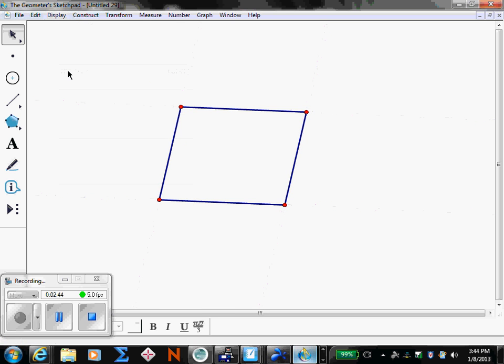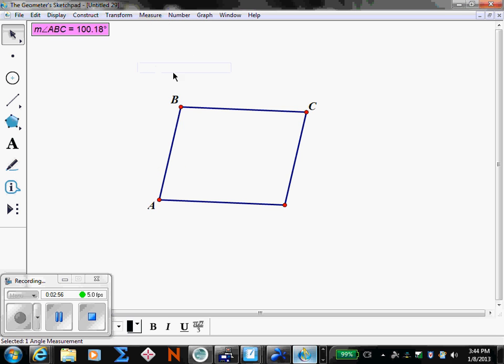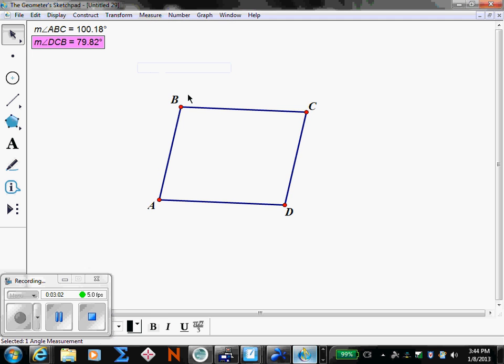Okay, so there's our parallelogram. The first thing I'd like to do is measure the 4 angles of the parallelogram. So I'm going to highlight the angle and measure it. And I'm going to go around and measure all 4 of them. And we're going to look at the characteristics of the angles.